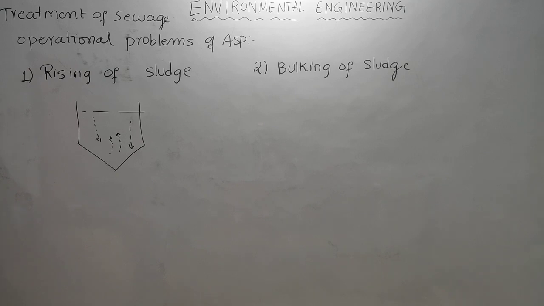So by sending more QR and decreasing the theta C, we need to send out the microorganism as early as possible. So we need to reduce the incoming sewage, and we need to increase the QR, returned sludge. So by doing this we can control this rising of sludge.